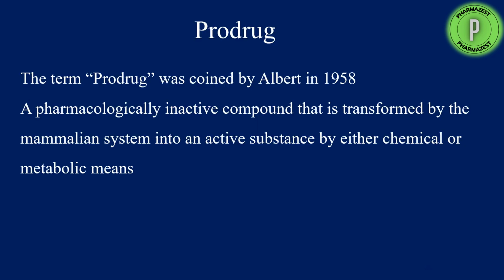Now coming to the prodrug. This term prodrug was coined by a scientist named Albert in 1958. And coming to the definition, a prodrug is a pharmacologically inactive compound that is transformed by the mammalian system into an active substance by either chemical or metabolic means.